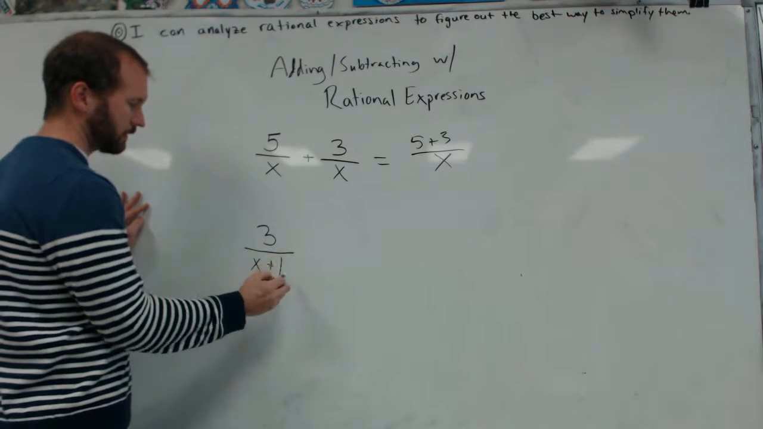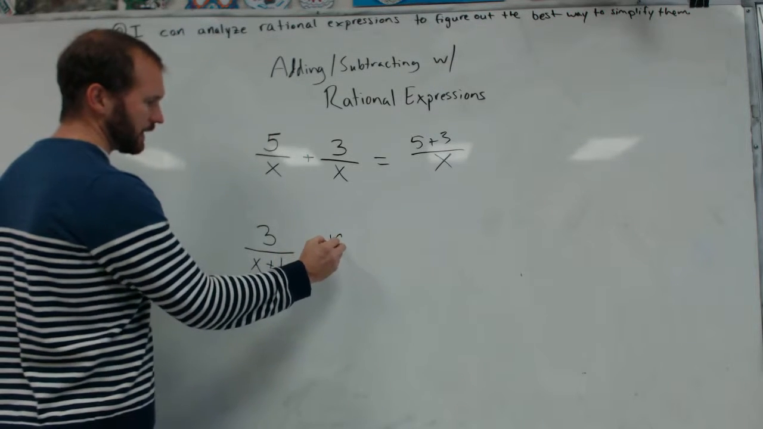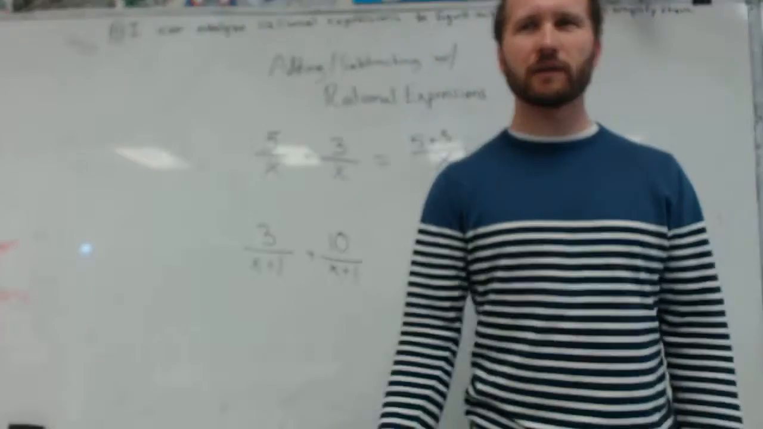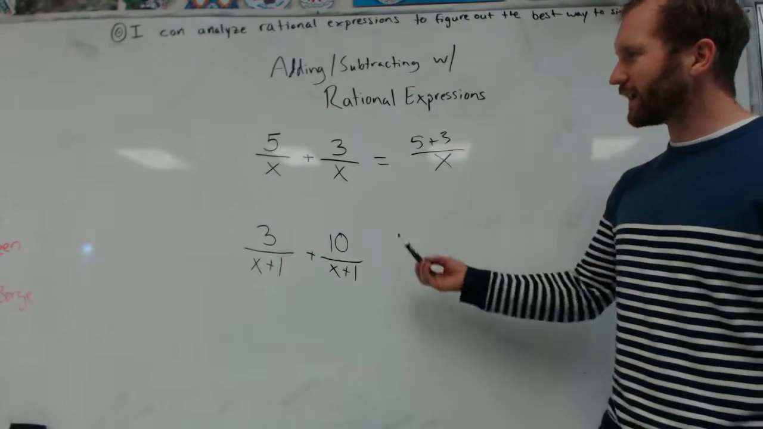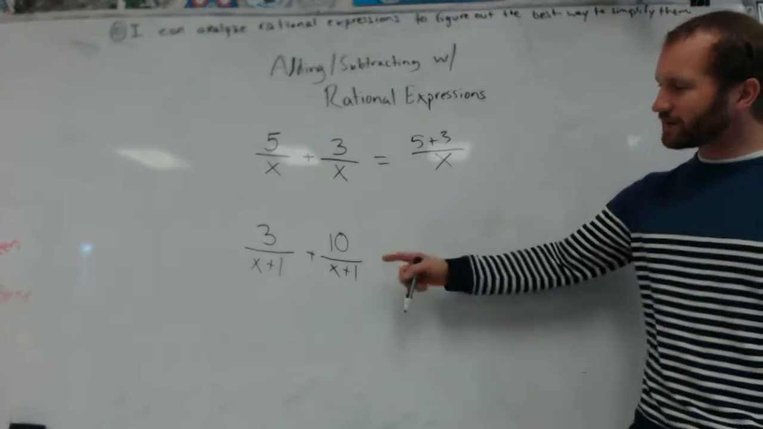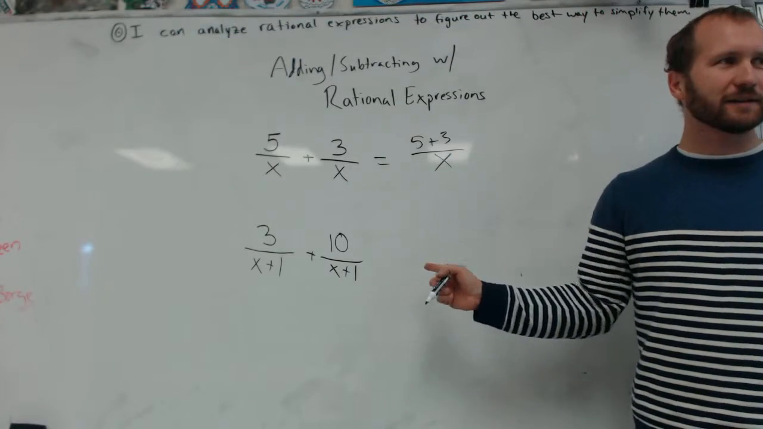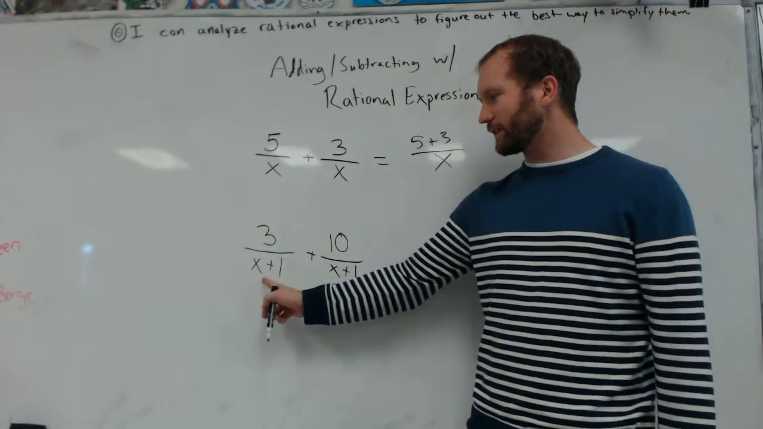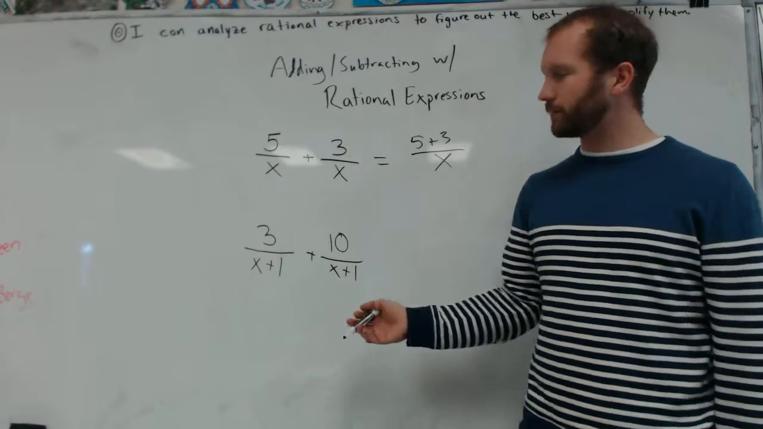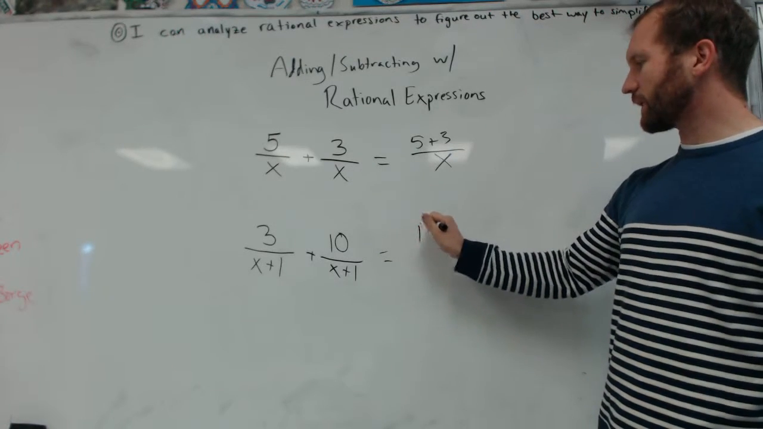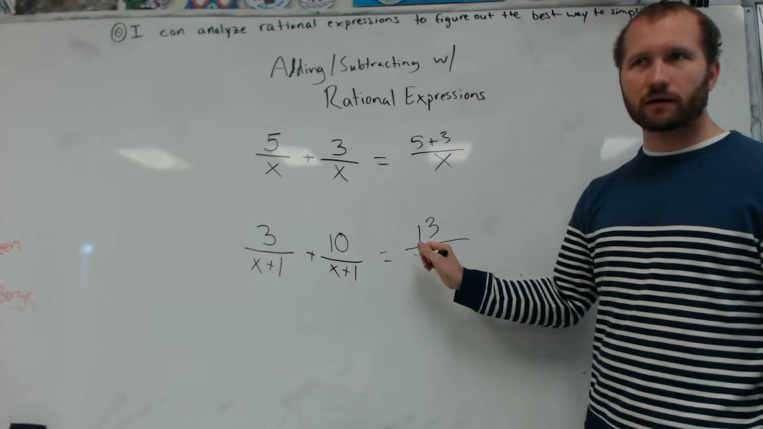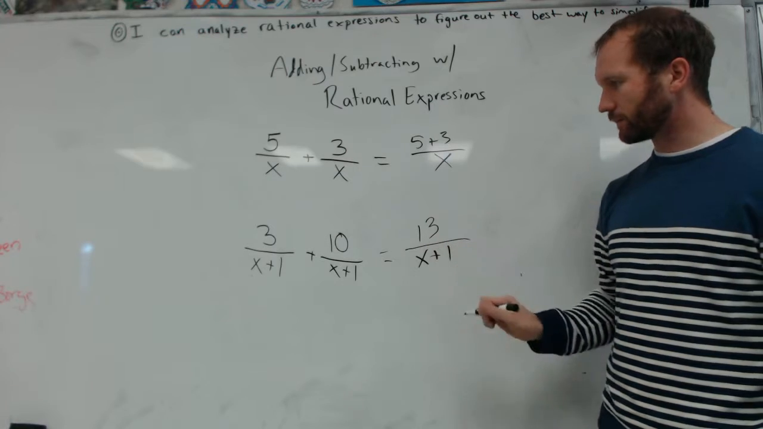Okay. What about this one? 3/(x plus 1) plus 10/(x plus 1). Now this denominator looks really weird. Not only is it not a number, it's got 2 parts to it. x plus 1. But it's still the same denominator. No matter how complex looking these get, as long as the denominators are the same, you can add your fractions. So I've got 3 plus 10, which is 13, over, what's my denominator? x plus 1.